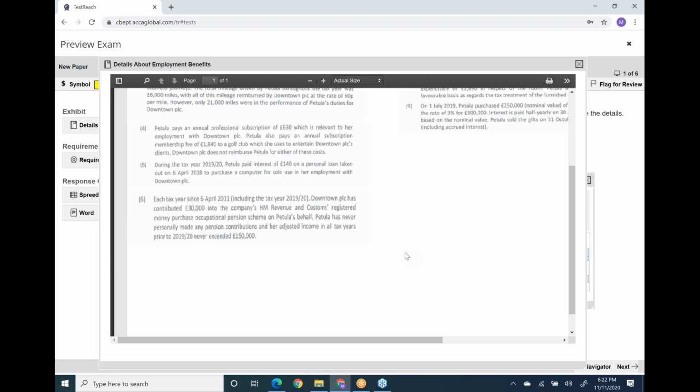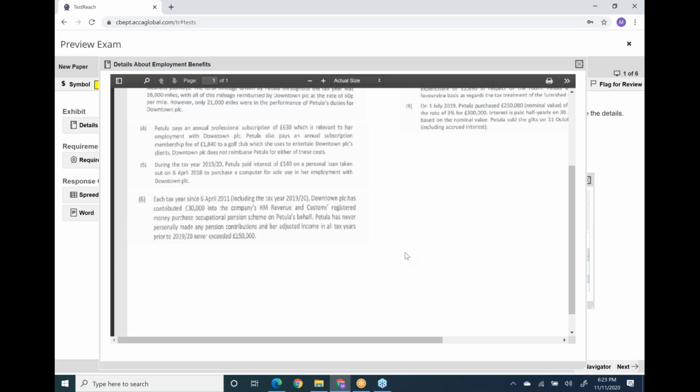It's written: each tax year since 6th April 2011, including the tax year 19/20, Downtown PLC has contributed 30,000 in the company's HM Revenue and Customs registered money purchase occupational pension scheme on Petula's behalf. Petula has never personally made any pension contribution, and her adjusted income in all tax years prior to 19/20 never exceeded 150,000.